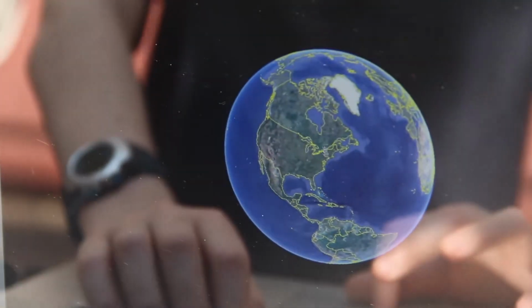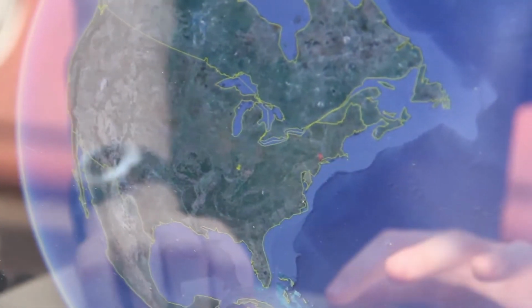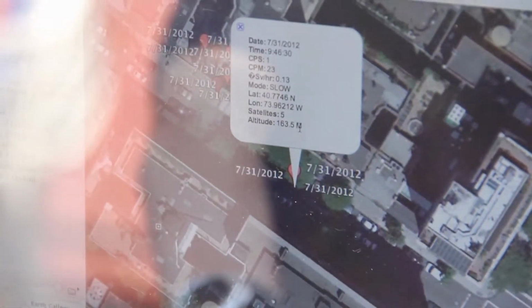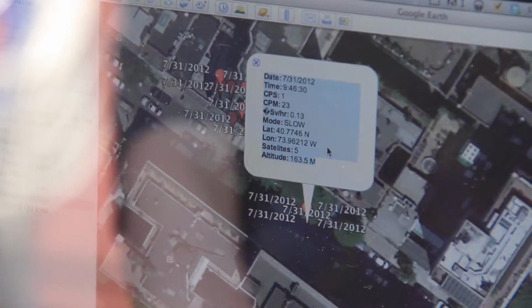I can make a heat map of this, but also I can import it into Google Earth and actually show what each of the things looks like. In Google Earth, I can also see all the points. And once again, I can show all of the Geiger counter data at that specific location and time.